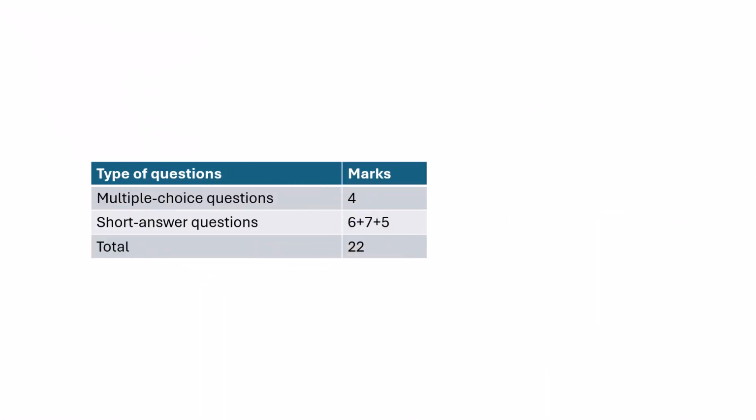In light as a particle, 4 multiple-choice questions are worth 4 marks, and 3 short-answer questions are worth 18 marks. The overall score for this section is 22 marks. With a total possible score of 130 points, the percentage for this section is 16.9% of the total score.